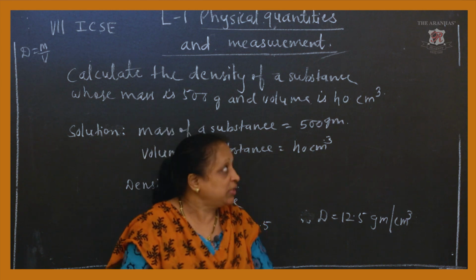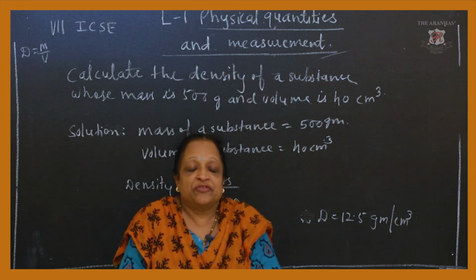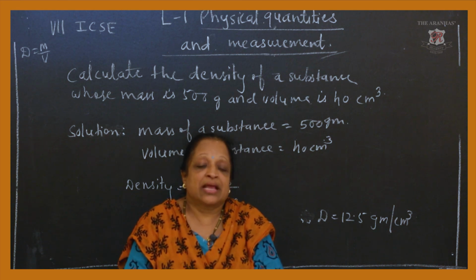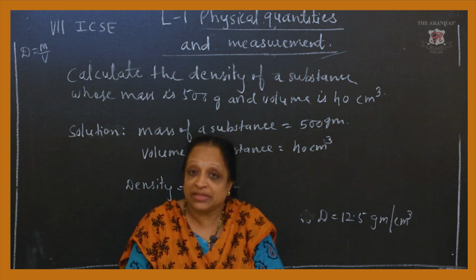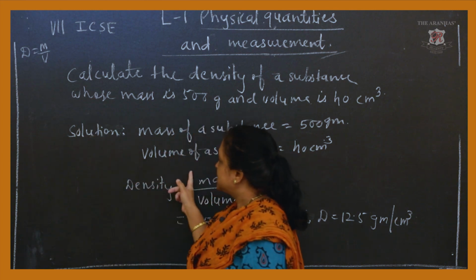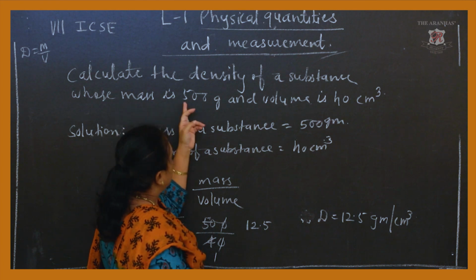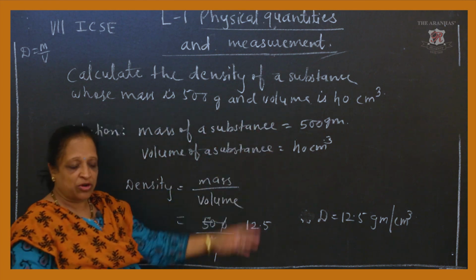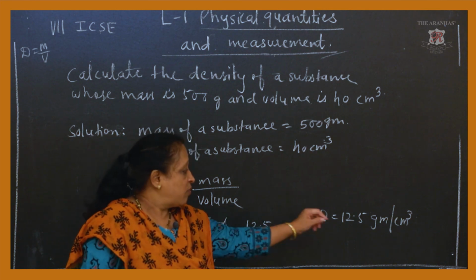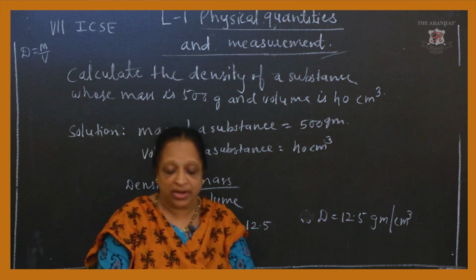The name of the lesson is what? Physical quantities and the measurements. Here we are dealing with different physical quantities as well as calculation of their volumes with respect to the density and the mass. I have shown you one sum that calculates the density of a substance whose mass is 500 gram and volume is 40. This we already calculated in our last class, and the answer we got was 12.5 gram per cubic centimeter. Okay, shall I go ahead now?